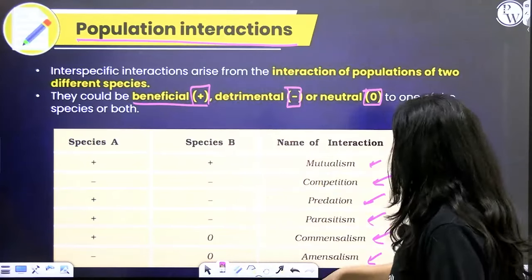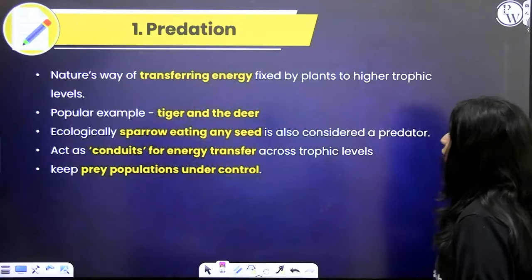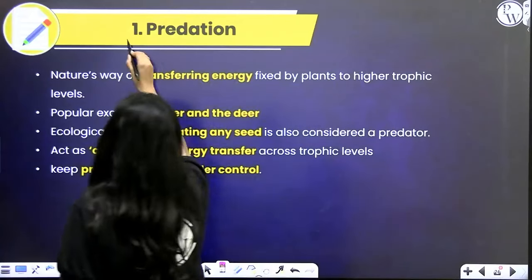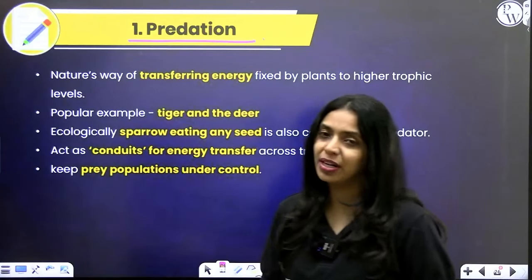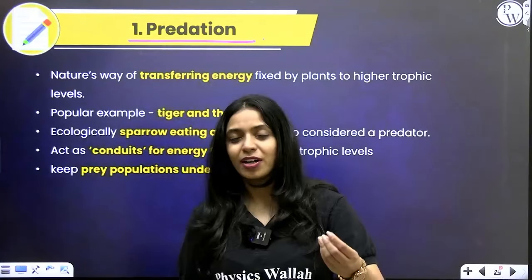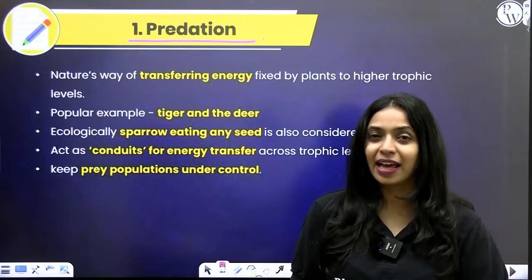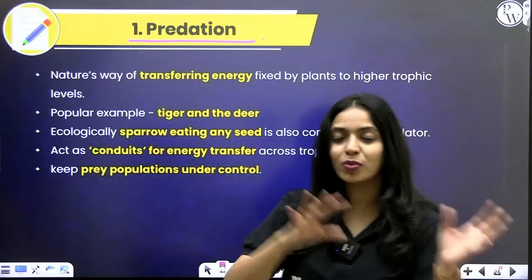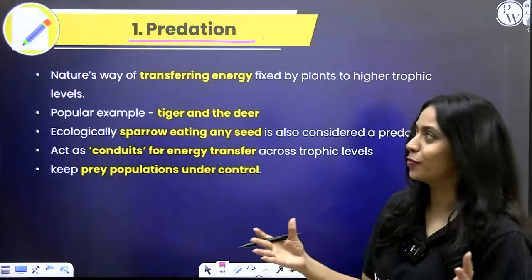So over here we are going to learn about all of these different types of interactions, starting with predation. I'm sure all of you know what predation is. The moment we say predation, I think some big cats come to your head, either lion, tiger, leopard or something pouncing on a deer and feeding off of it, right?